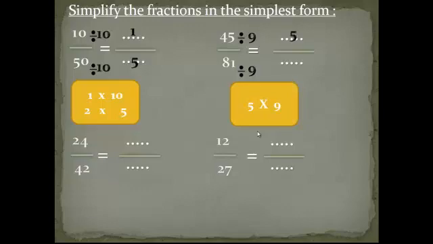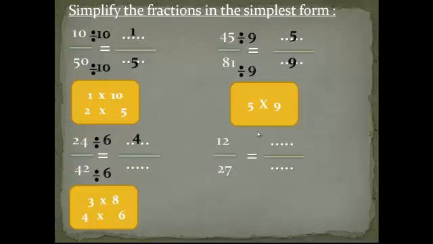The third one, 24 over 42. Searching the table, 24: 3 times 8 and 4 times 6. Okay, the biggest number here is 8. Okay, we are going to look at the denominator, 42. Is there any number in table 8 equal to 42? No. So which number is bigger after it? 6. So is there any number in table 6 equal to 42? Yes. So we are going to divide up by 6 and down by 6. So 24 divided by 6 is 4 and 42 divided by 6 is 7.